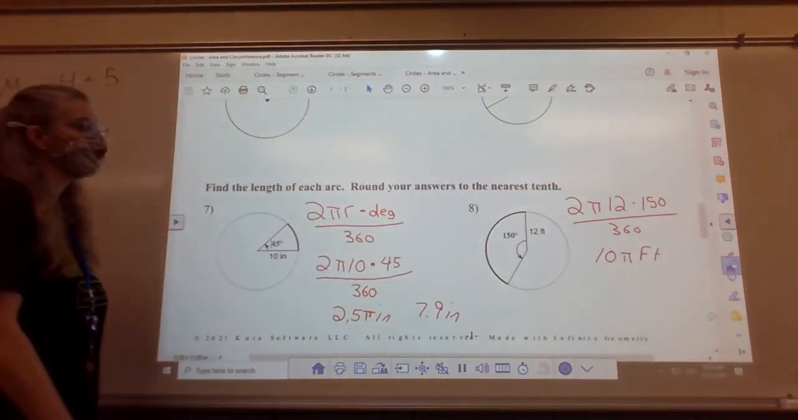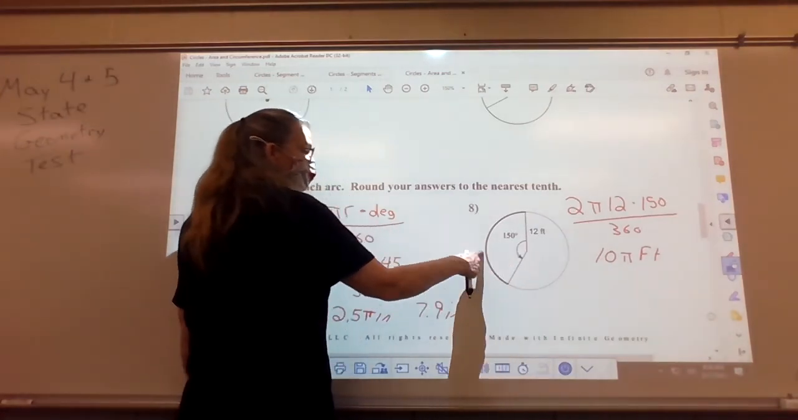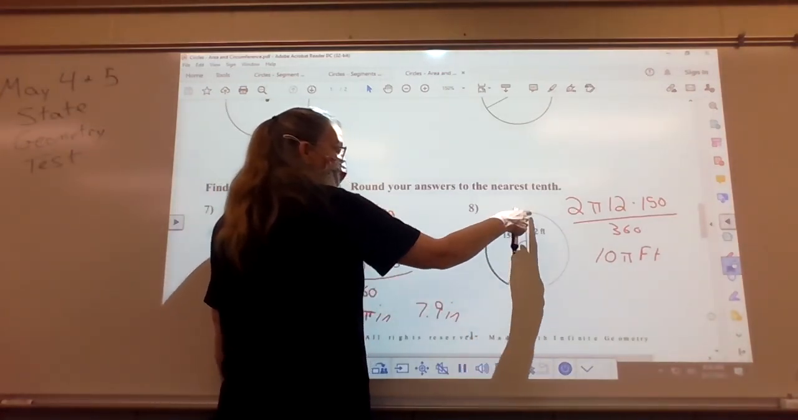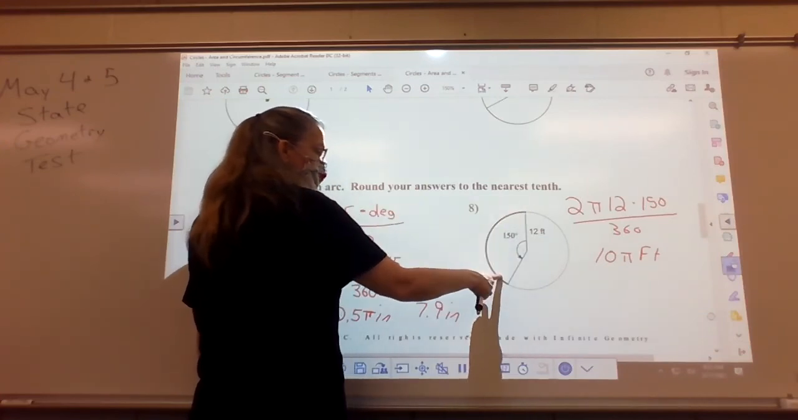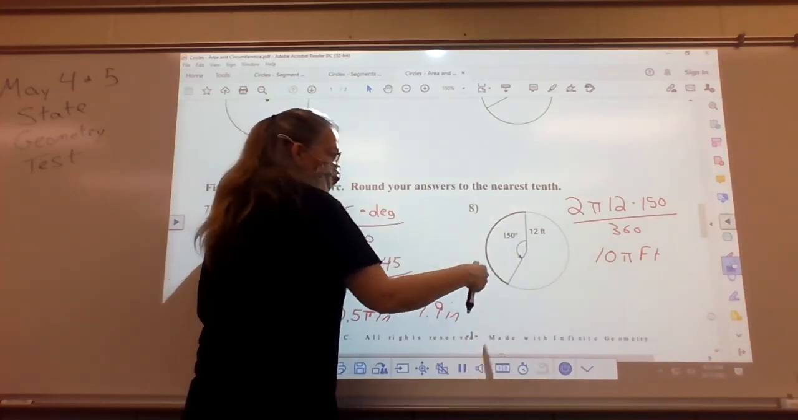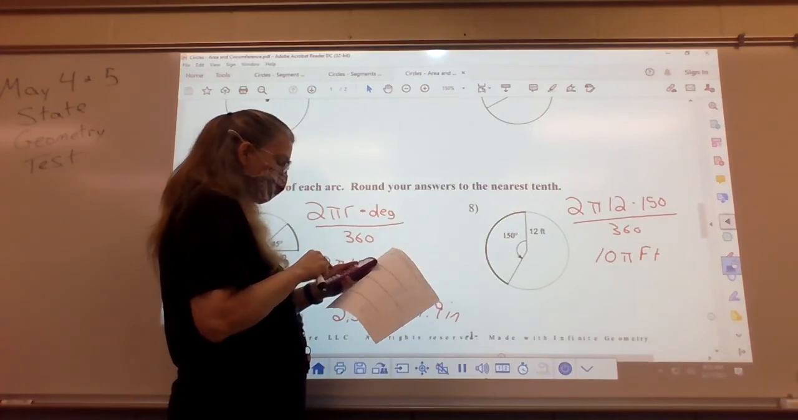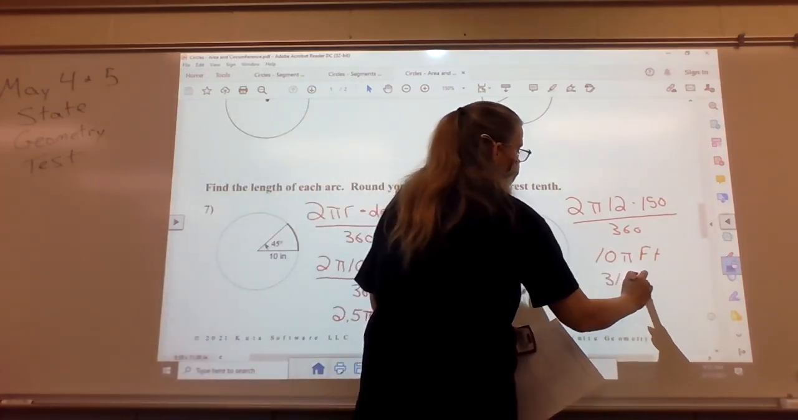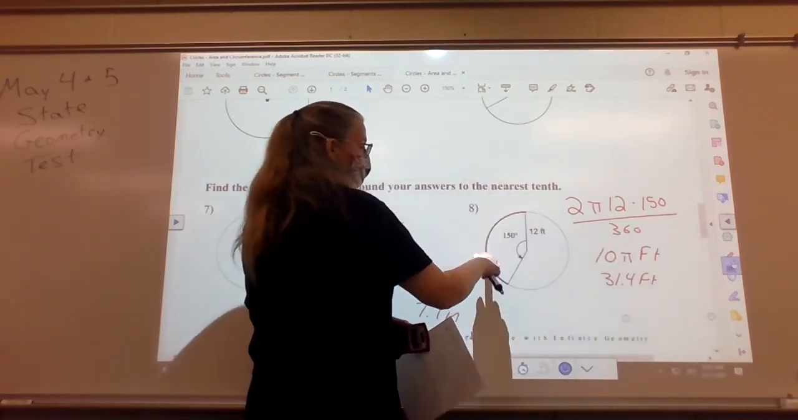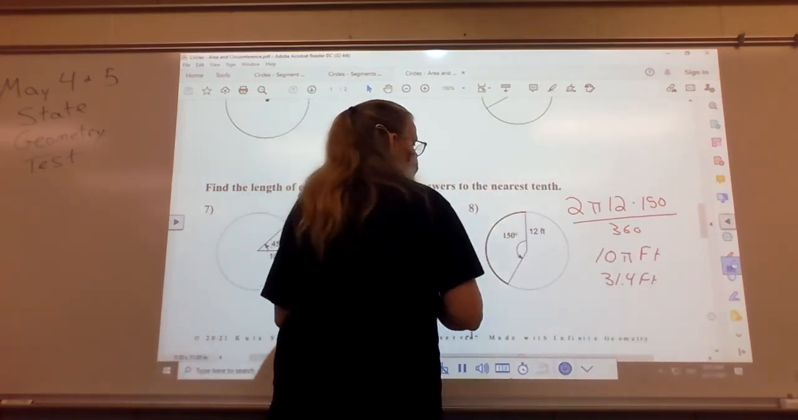So again, this is like if I had a flower garden that had this shape and I wanted to put a border here, I would need 10 pi feet. Well, again, I don't know what 10 pi is. So if I multiply by pi, I'm going to need 31.4 feet of whatever I'm using for the border on this outside edge.